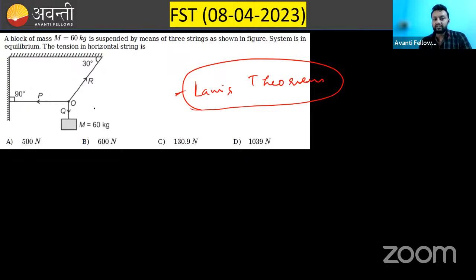So I am leaving it to you, the same question. Only change is the mass. Mass was different in that question, and this angle was actually 37 I have taken. Otherwise, everything is same. Nothing is different from that part. So you can solve it using Lami's theorem. I am not going to solve it here. Moving further.